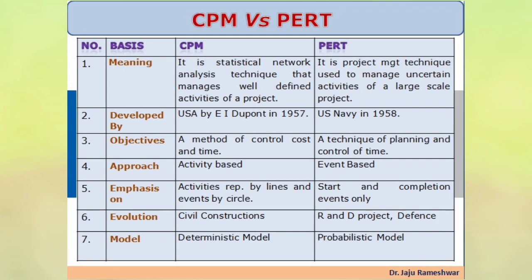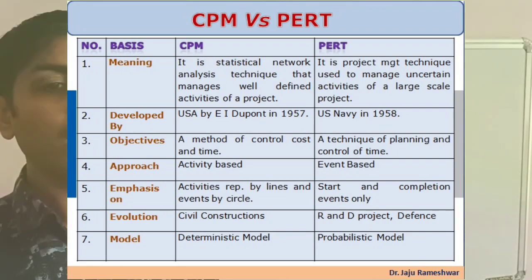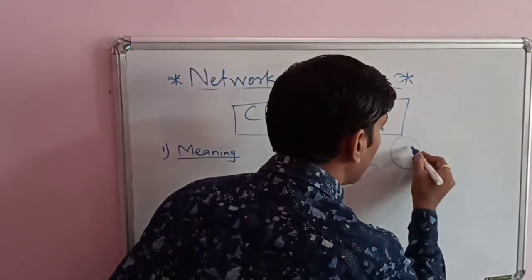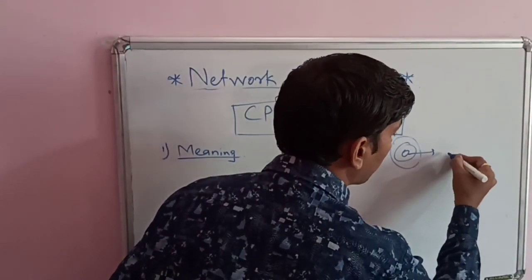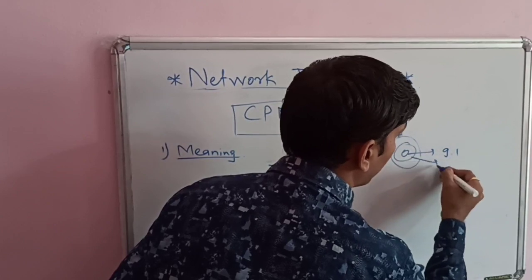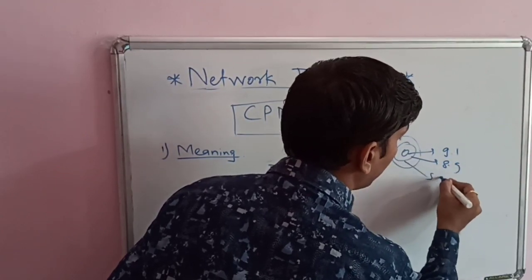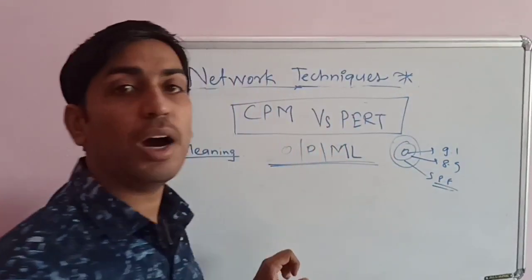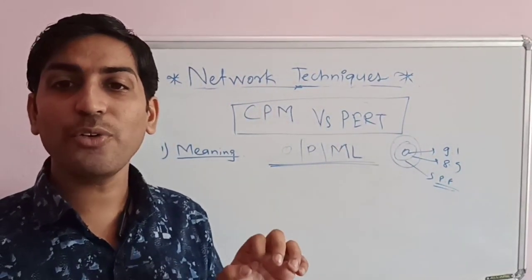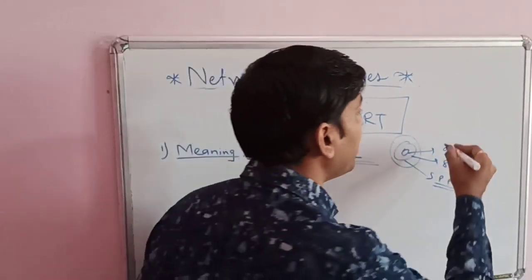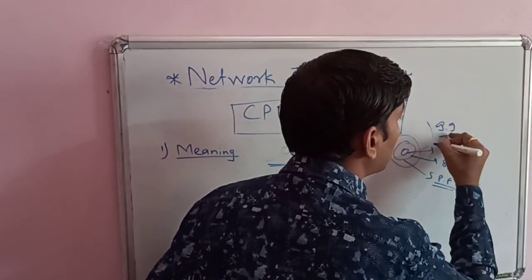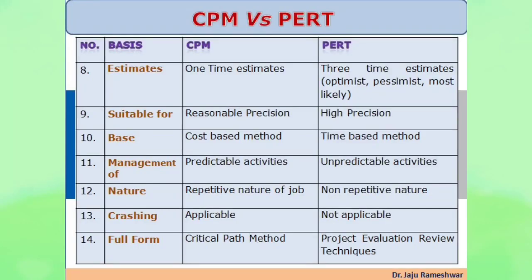This is a three-time approach. CPM is typically suitable for reasonable precision. Suppose the precision we need is 9.1, 8.9, 8.8, but in terms of PERT, we need accurate precision, that is, we need 9.9. So that is the difference between PERT and CPM.